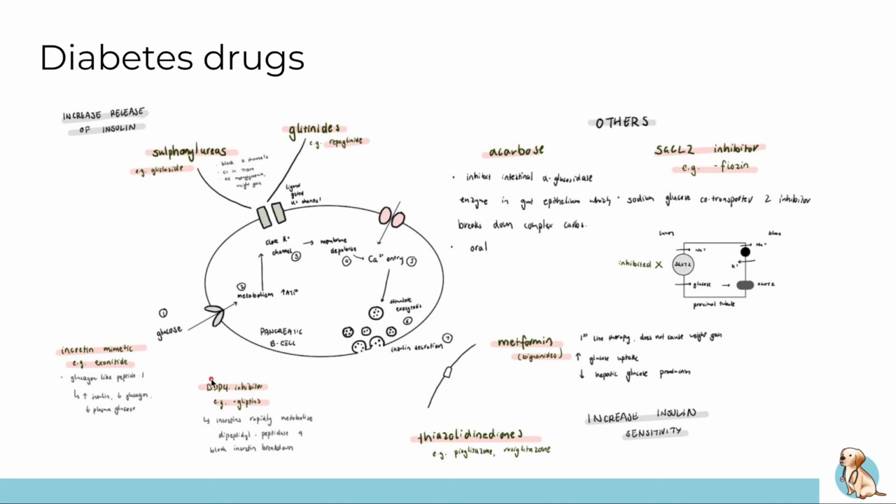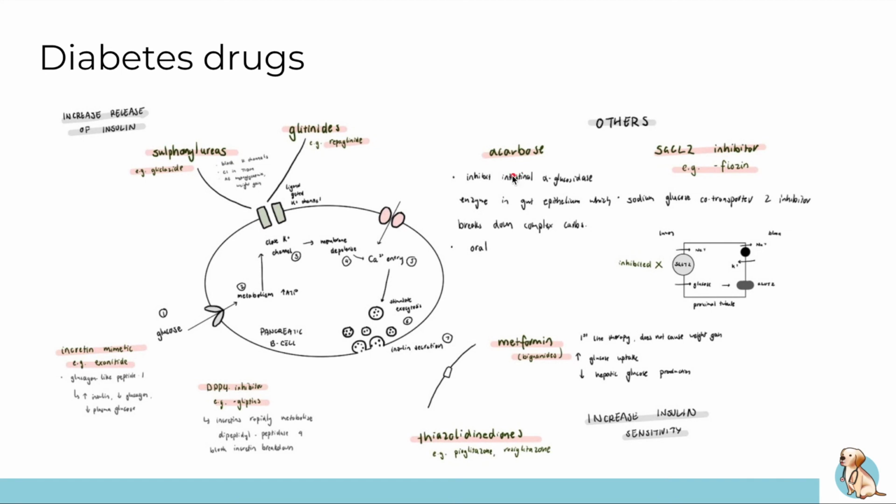DPP-4 inhibitors block the enzyme dipeptidyl peptidase 4, which breaks down incretins. So there are more incretins in the blood, again leading to increased insulin secretion. On the other side, we have drugs that increase insulin sensitivity, such as metformin, a biguanide, and TZDs, which help the body tissue respond to insulin.